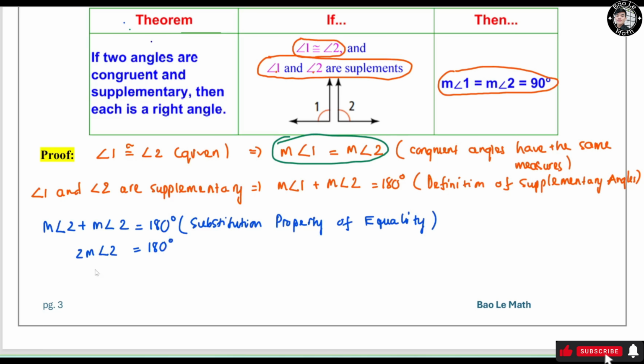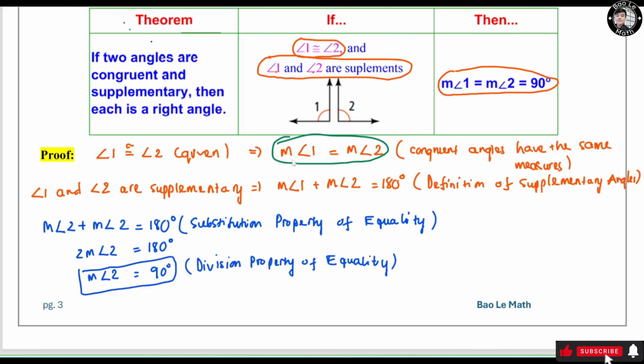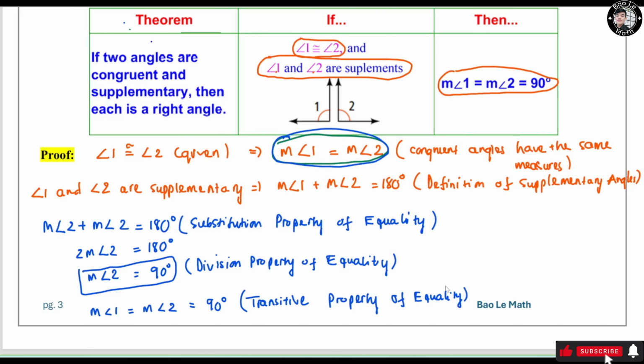Now we're going to divide both sides by 2. So we have the measure of angle 2 equals 90 degrees by the division property of equality. Now we're going to combine these two statements. We can conclude that the measure of angle 1 equals the measure of angle 2 equals 90 degrees by the transitive property of equality. And it's a good time to stop.